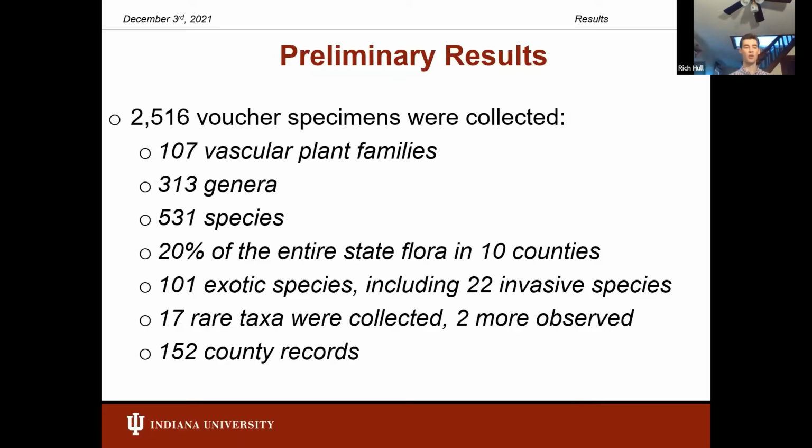And then specifically looking at exotic species, I collected 101 species, including 22 invasive species. I collected 17 rare taxa as defined by the Indiana Department of Natural Resources, and I observed 2 more species that were too rare to collect. And overall, I collected 152 county records, which were determined to be county records after consulting publications, different herbaria in the region, and the USDA plant database.